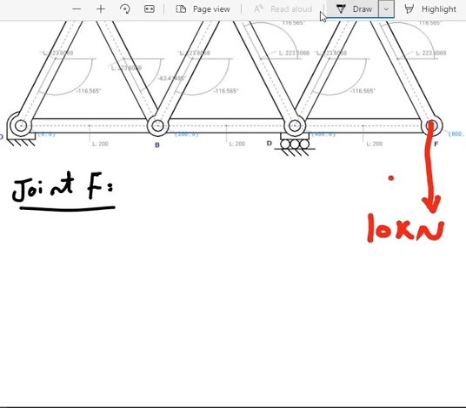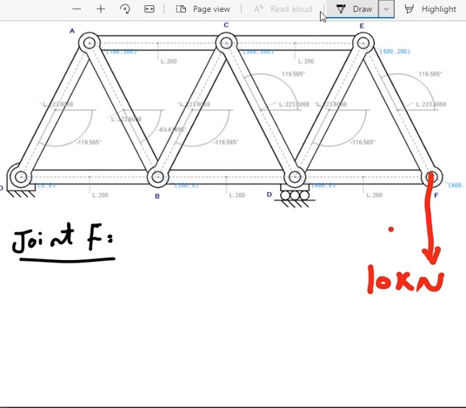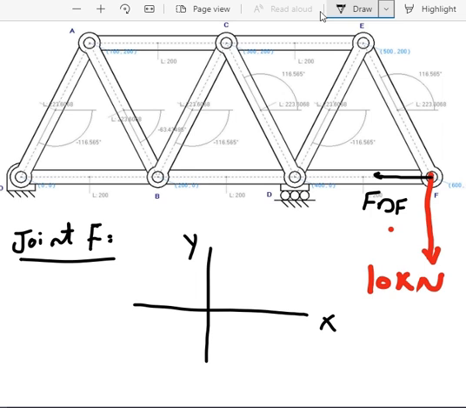Okay, we are going to draw our axis. Okay, X and Y. Here we have a horizontal force which is force DF. Also we have here a force with an angle which is called FEF. We need to solve this force into horizontal and vertical forces.